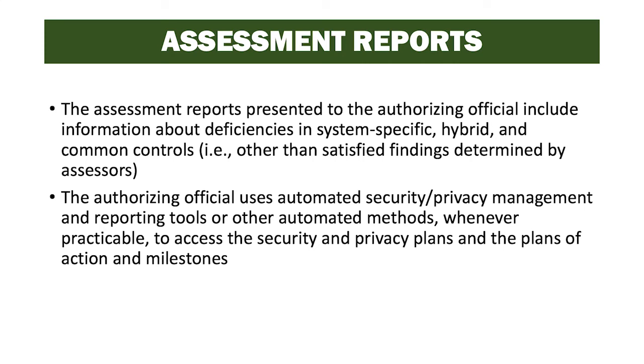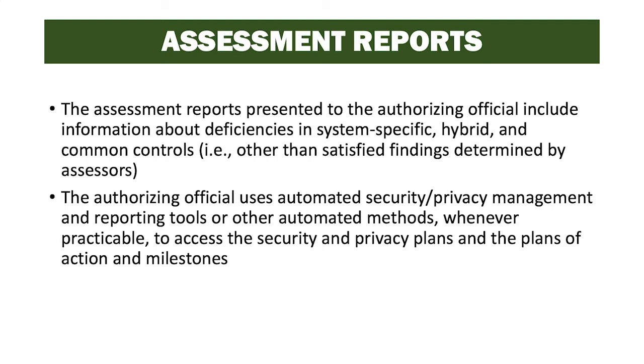The assessment reports presented to the authorizing official include information about deficiencies in the system-specific, hybrid, and common controls. That is, controls that are other than satisfied findings determined by the assessors. These are the things normally that show up on the security and privacy assessment report.